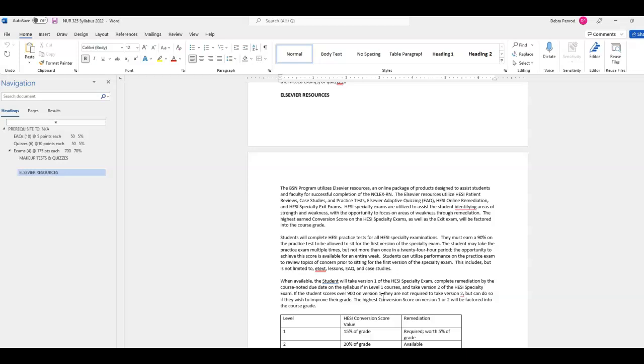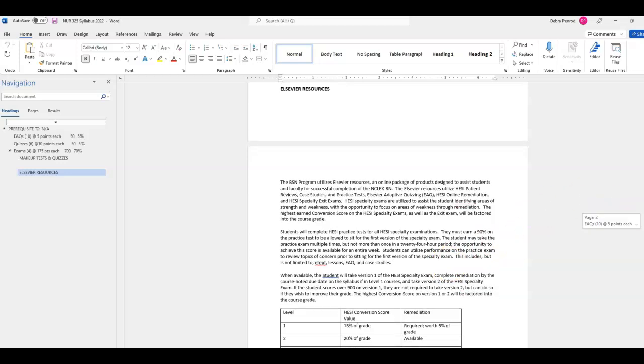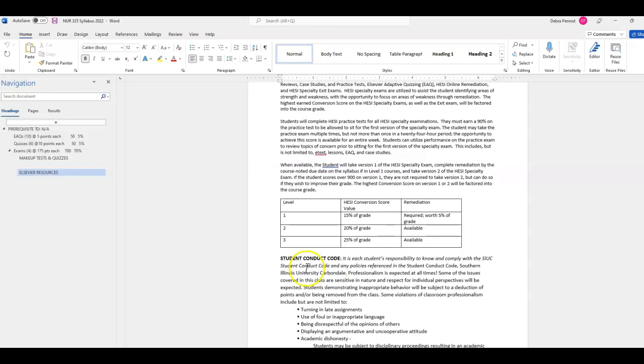Periodically Elsevier goes in and revises the tests, and they're still revising another version of the pathophysiology HESI exam. So we only have one version available right now. Maybe next year's classes will get two versions of the specialty exam for pathophysiology, but right now we're still operating with one. And you see that you're at level 2, and this is 20% of your grade.